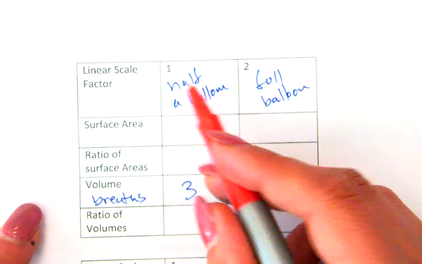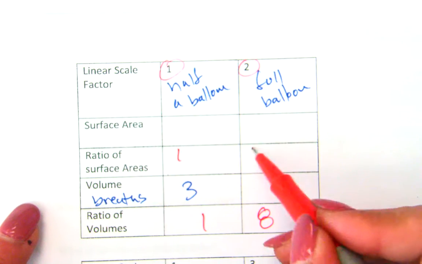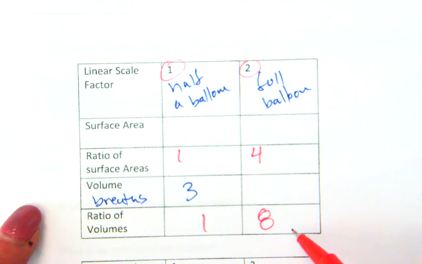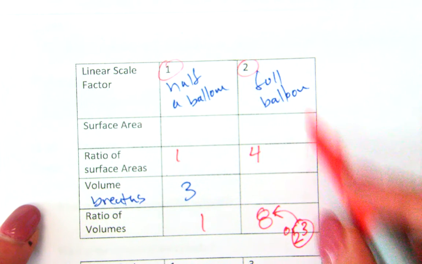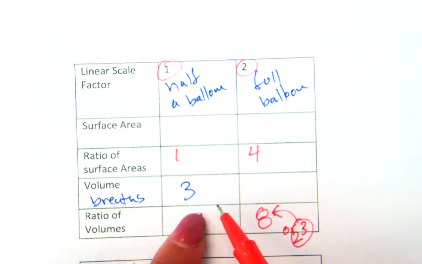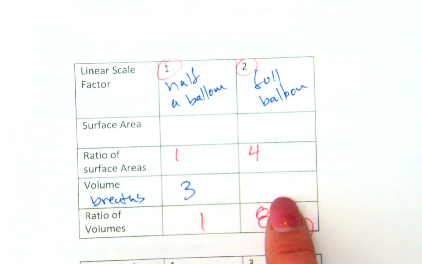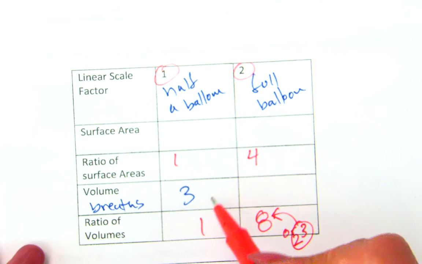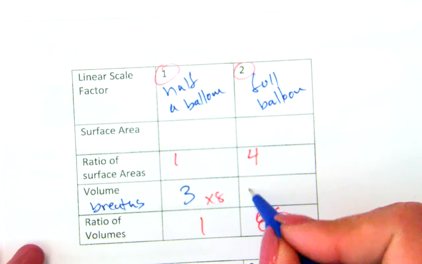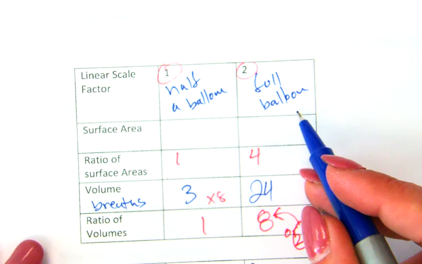And the reason is because 1 to 2 is the linear scale factor. The surface area ratio should be 1 to 4, so that means your volume ratio is going to be 1 to 2, better known as 2 to the 3rd power. That's how we get the 8. Volume is cubed. So that means if in half a balloon she took 3 breaths, we had to multiply by the volume ratio, in this case 8. So we're going to get 24 breaths total that she needs to make a full balloon.